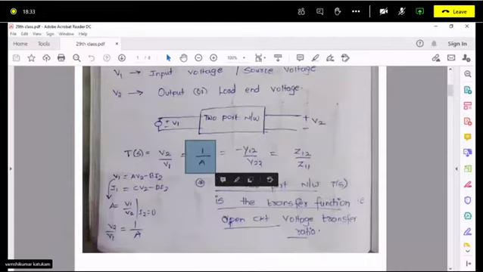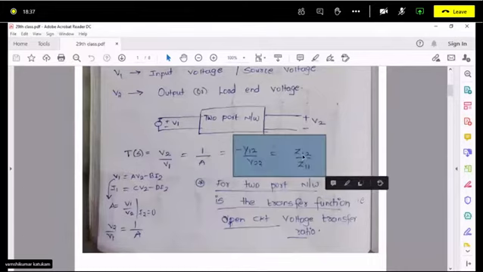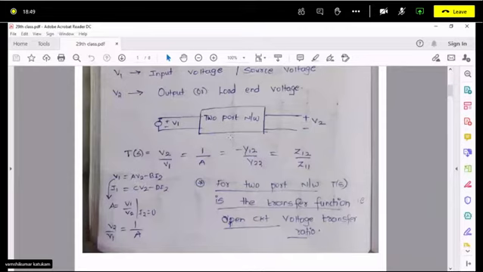So we have a conversion table between different two-port parameters. From that table, you can write V2 upon V1 as minus Y12 upon Y22 or Z12 upon Z11. So try to remember this. The transfer function, which is V2 of S upon V1 of S, is equal to Z12 upon Z11.